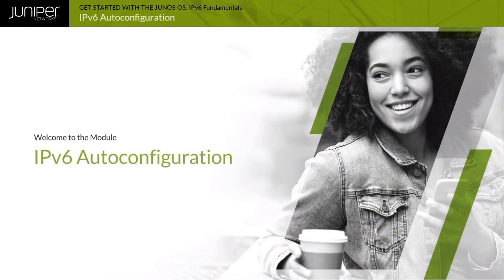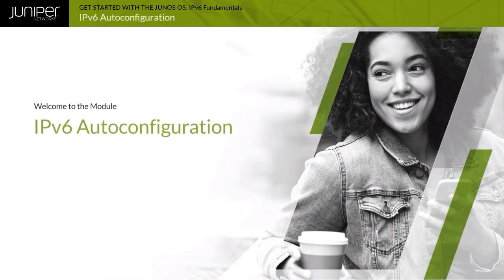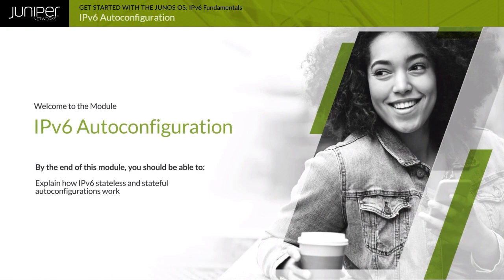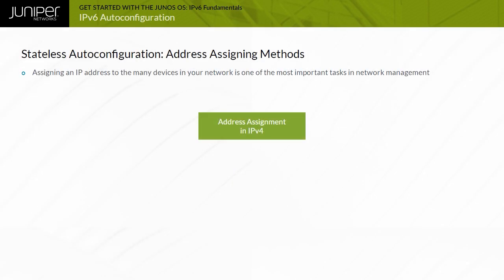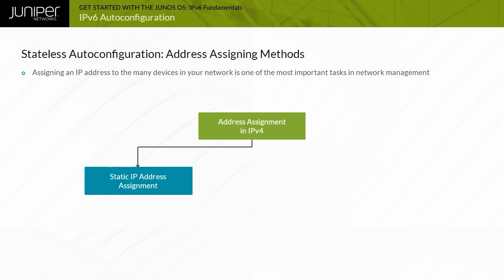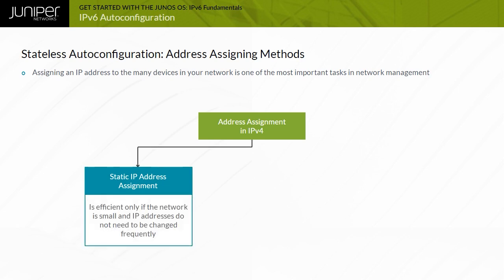Welcome to the IPv6 Autoconfiguration module. By the end of this module, you should be able to explain how IPv6 stateless and stateful autoconfigurations work. One of the great tasks of network management is assigning the many devices in your network an IP address. In IPv4, address assignment is managed using two different methods. The first method is to statically assign an IP address to each device. This method is efficient only if the network is small and you do not plan to change IP addresses frequently.